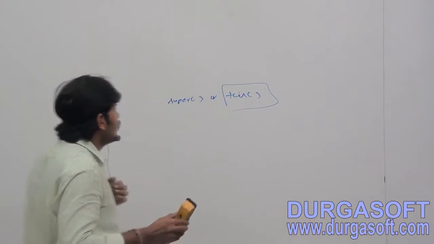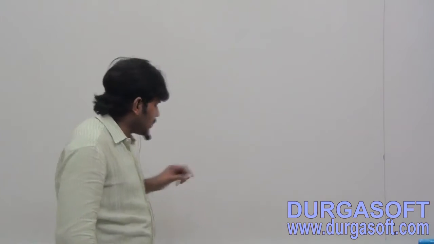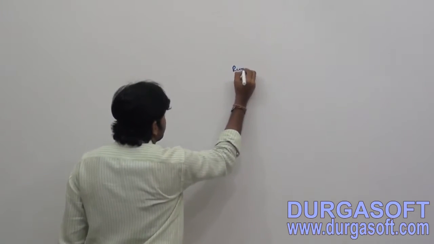Sir, can you tell what is a singleton class? The name itself indicates it. For any Java class, if we are allowed to create only one object, such a type of class is said to be a singleton class. Sir, can you tell any example of a singleton? Runtime. Runtime is a singleton class.